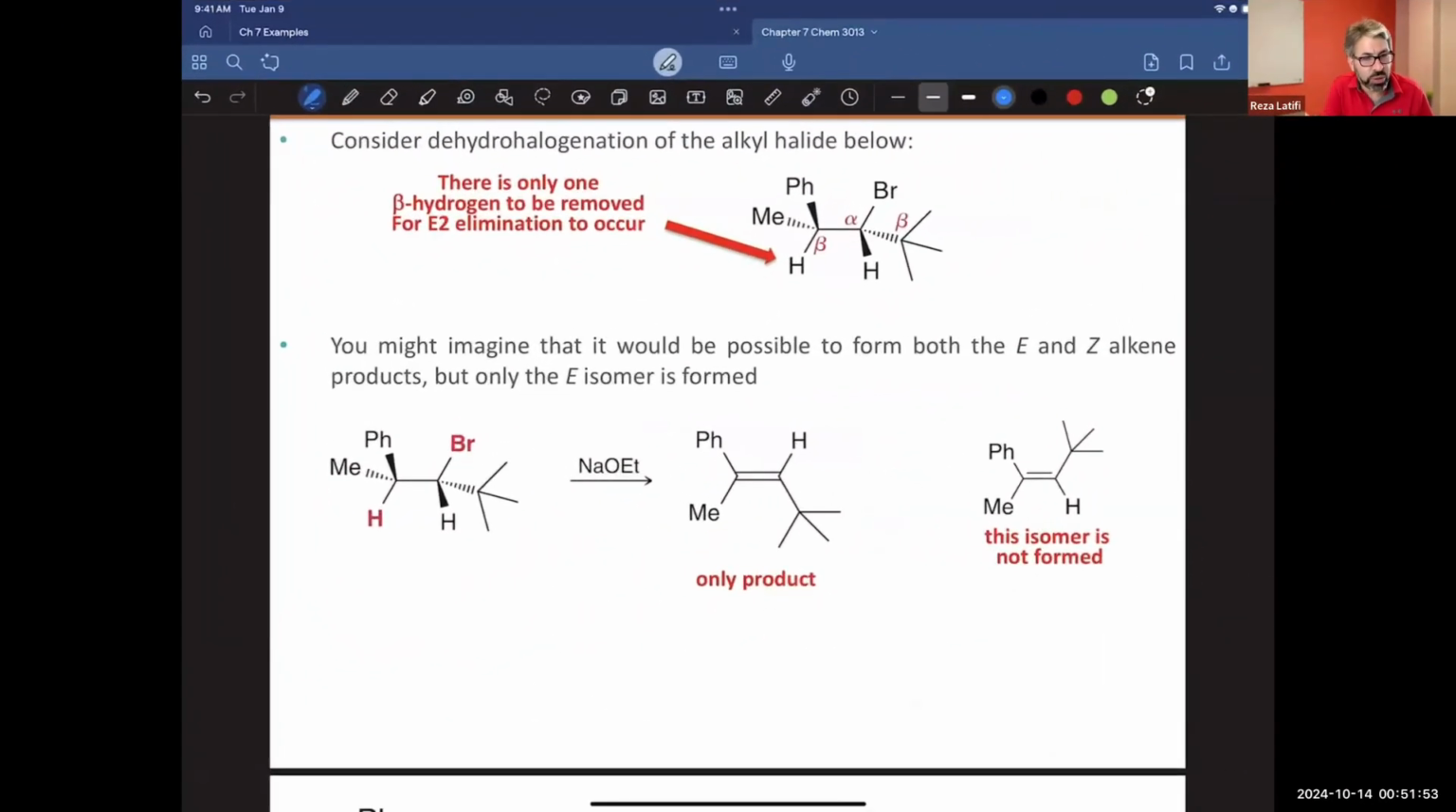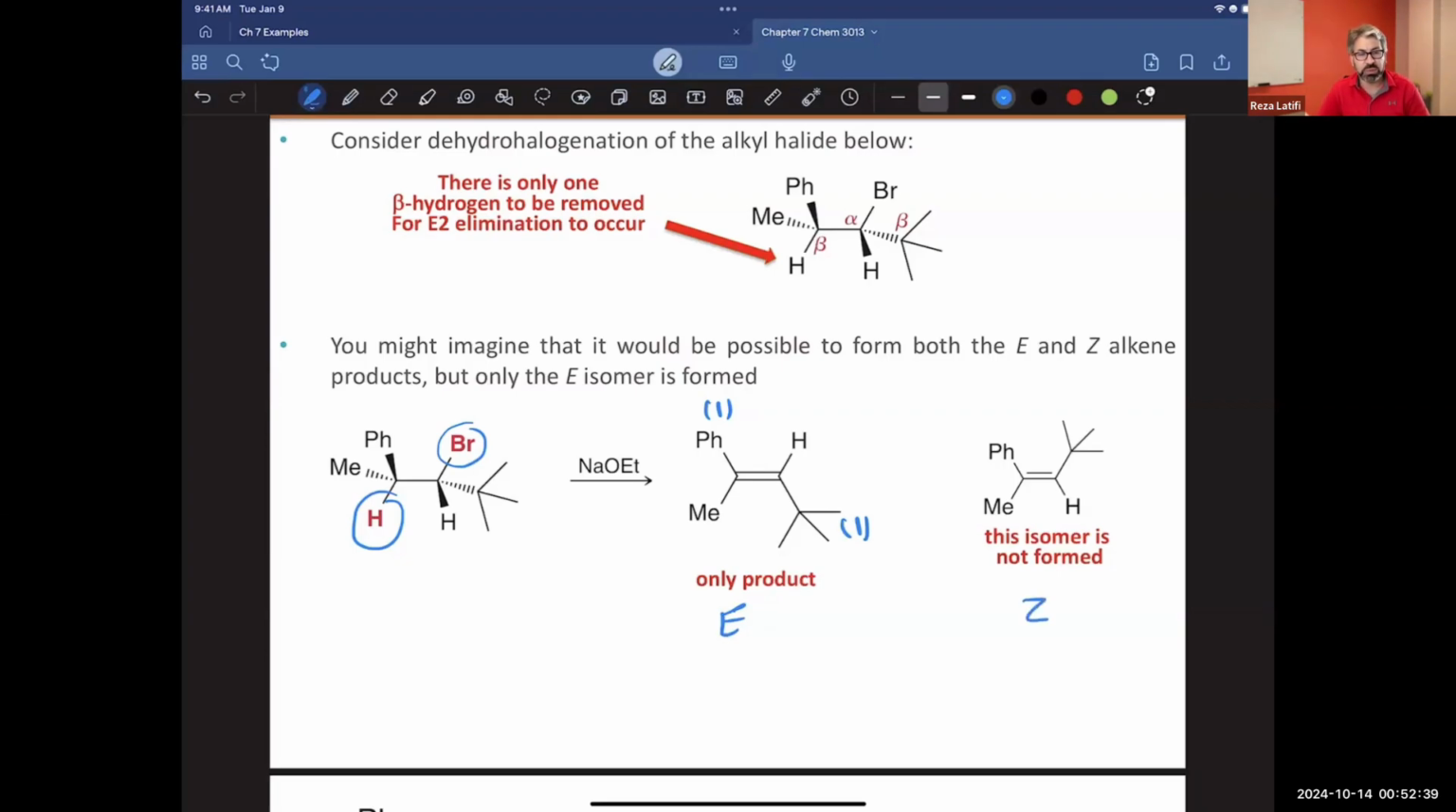Okay, we said in order to have elimination, we need a beta hydrogen on a beta carbon that is in anti position relative to the leaving group. Otherwise, we can't remove the hydrogen, and we will not have E2 elimination. So in this case, if I take this hydrogen, as you see, it is in anti position with the bromide, and the product that I get has the configuration here. This is going to be E. The Z, we cannot get it.